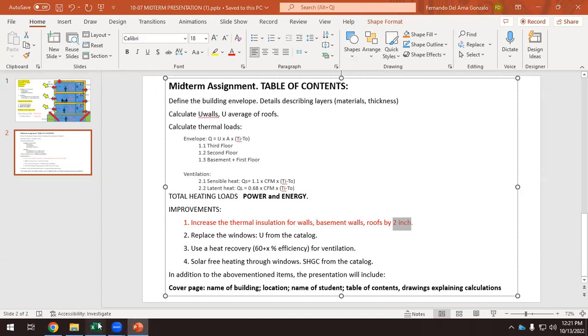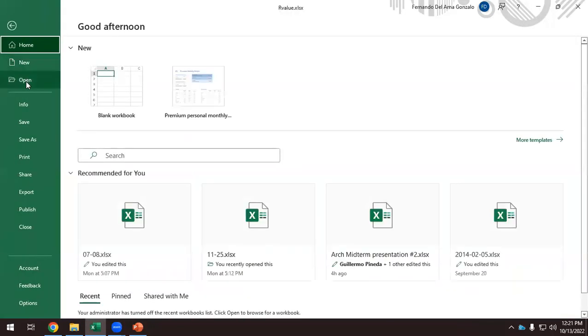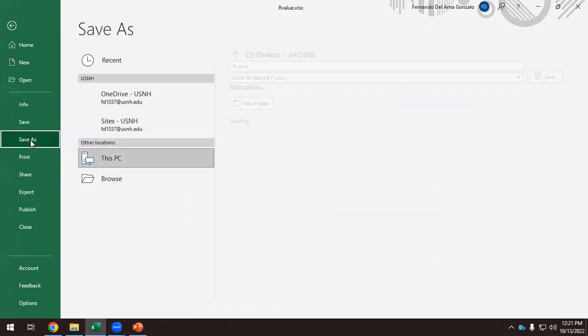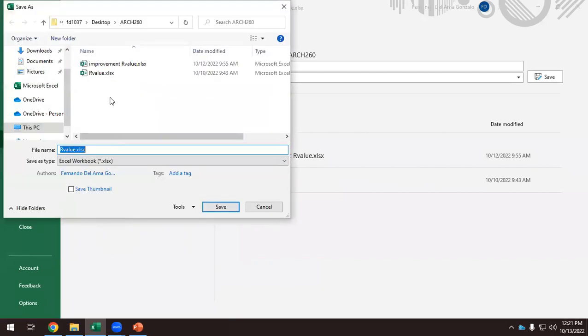And what do I have to do? If you already have this Excel file, then you have to save as, because we need another one. I don't want you to lose the first analysis. So save this Excel file as improvements, okay?